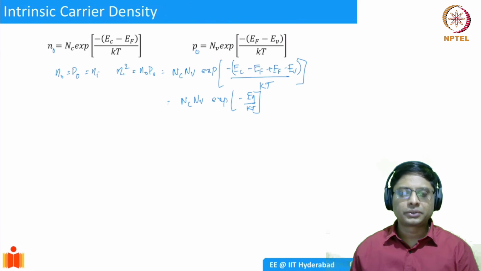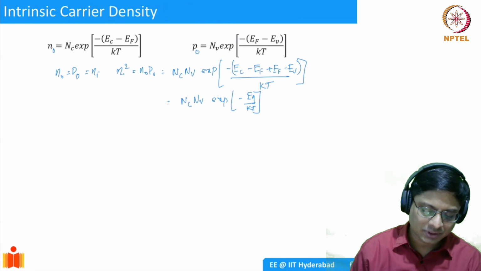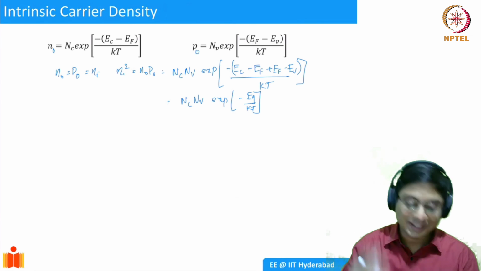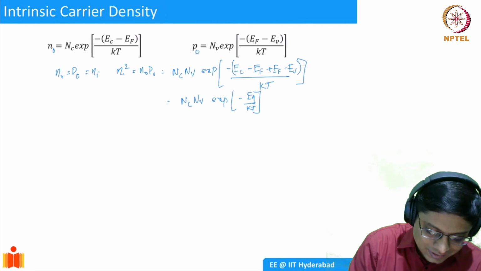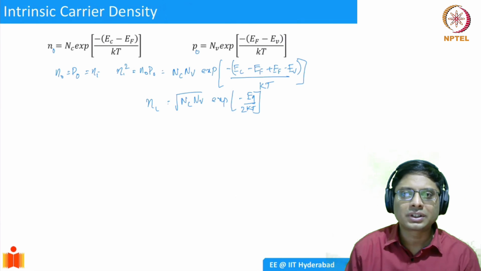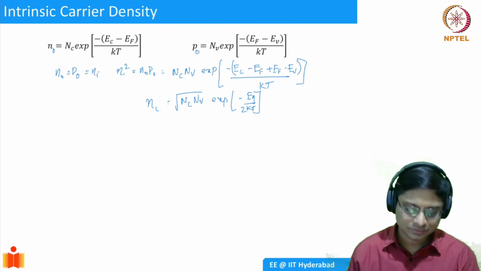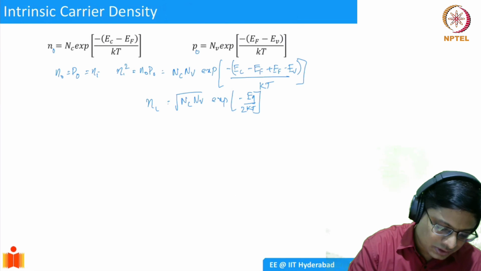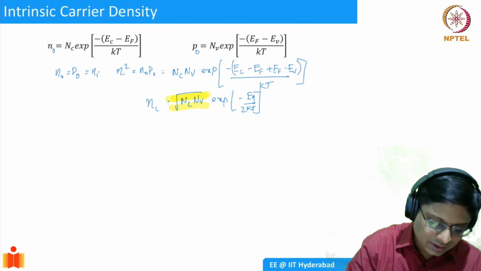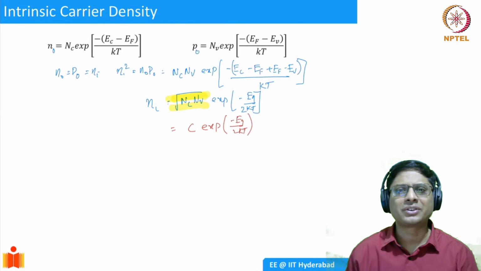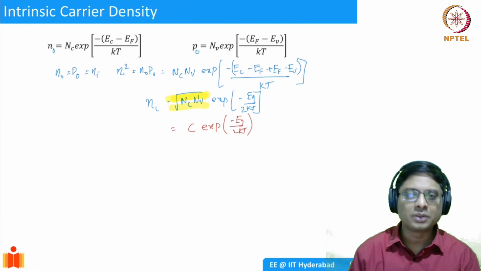So we saw this expression previously when I said that Ni is proportional to Eg by Kt. In fact, I said it's going to be Eg by 2 Kt. The reason is that Ni is the square root of this, so there's going to be a 2 here. So Ni is the square root of Nc Nv exponential minus Eg by 2 Kt. In the last class, we said it's exponential minus Eg by 2 Kt, when we said the slope can be calculated based on that. So this constant is going to be root of Nc Nv.